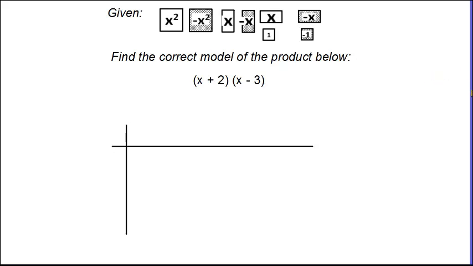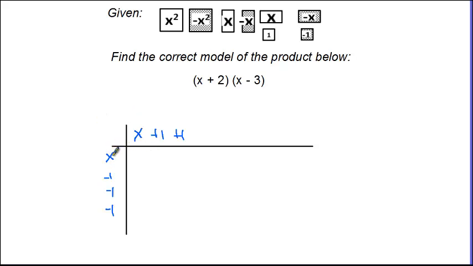Alright, let's have another example. So I have here x plus 2 and x minus 3. Now we can write x plus 1 on this side, or we can also write x plus 1 on top. Now let's say we are going to write x plus 2 here on top. So we will have x plus 1 plus 1. X minus 3, I'll write it here on the side, x minus 1 minus 1 minus 1.